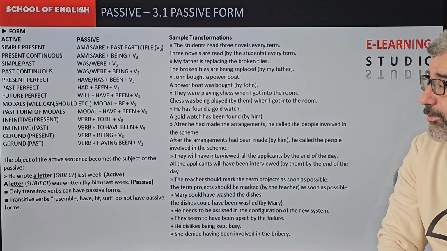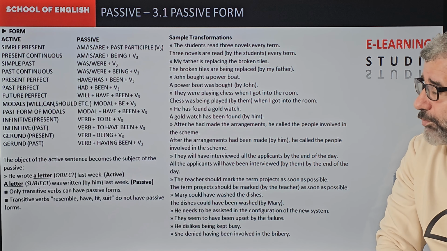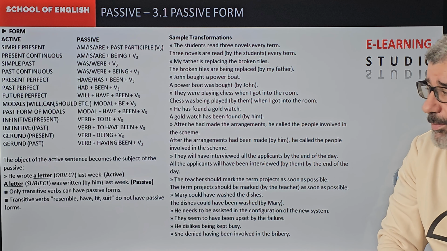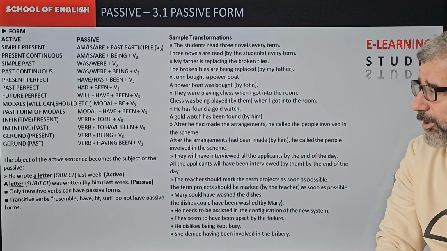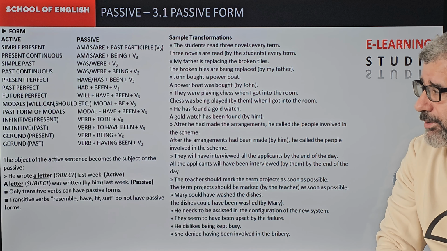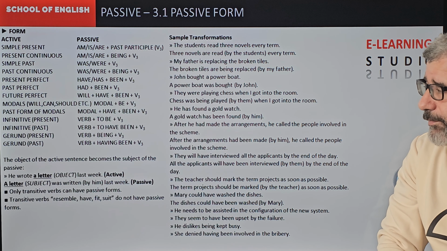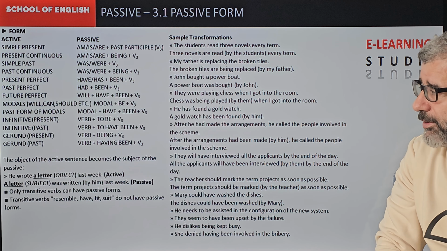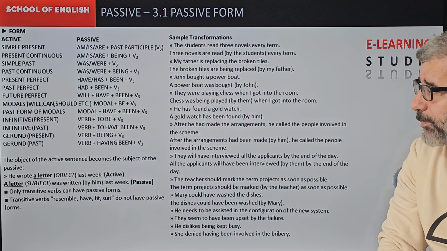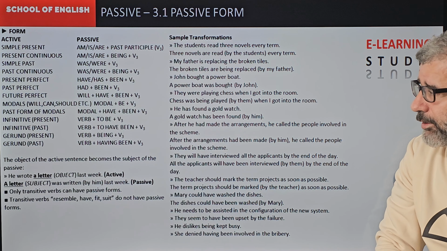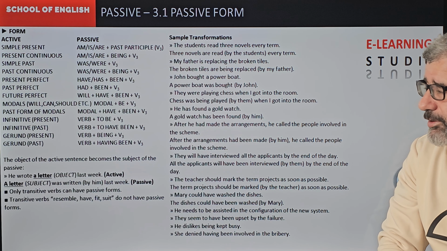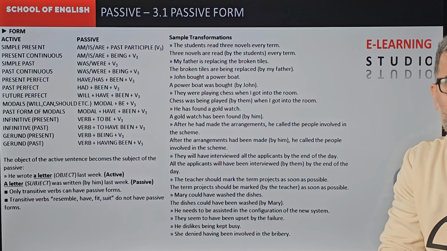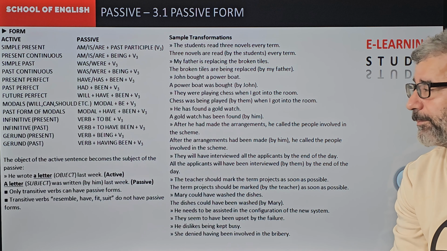And how do we transform infinitive present to passive voice? We use verb to be plus past participle. How about the past forms of infinitives? They become passive if you use them as to have been plus past participle. And for gerund present, we use being plus past participle. And for gerund past, we use having been plus past participle.